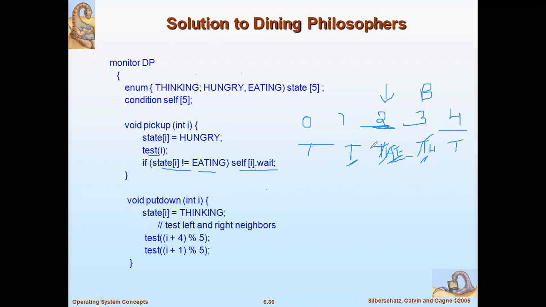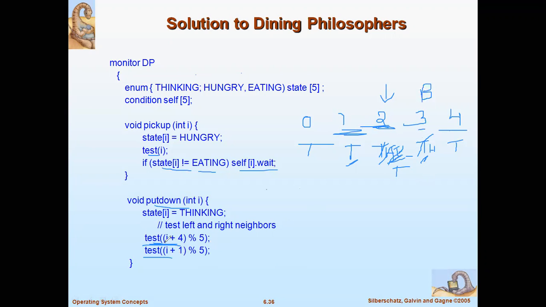Now let us assume that 2 wants to put down his fork using putdown. After he eats, he has to turn his eating state back to thinking state. So after he releases his chopsticks, he goes to thinking state, and now it is his job to allow his left philosopher or his right philosopher to eat. That is what these two tests are. So first he will test if the left philosopher wants to eat. For example, this is 2, right? So 2 plus 4 is 6. So 6 modulo 5 is 1. So he will check for the second philosopher, and then he will check for the fourth philosopher.